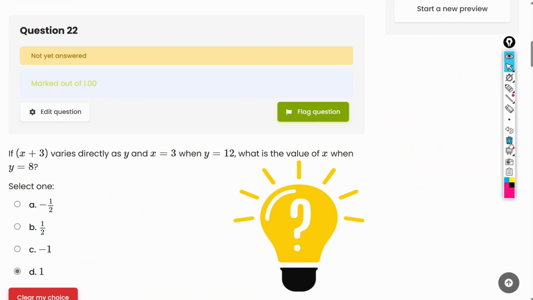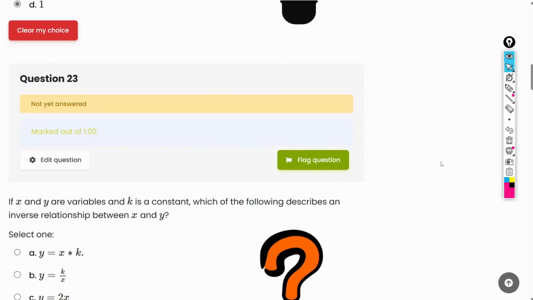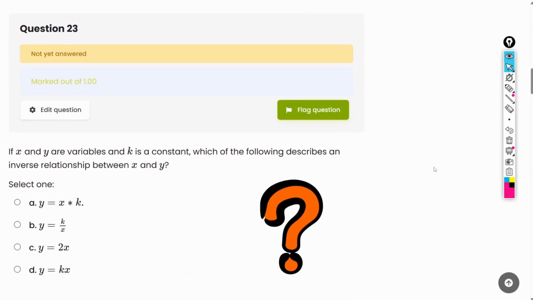Okay, so 23. X and y are variables and k is a constant. Which of the following describes an inverse relationship between x and y? So it could be x is proportional to 1 over y. It could also be written as y is proportional to 1 over x, right?